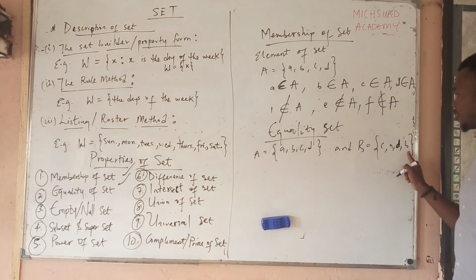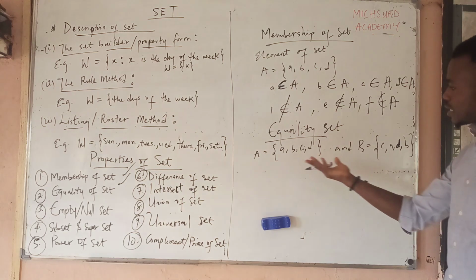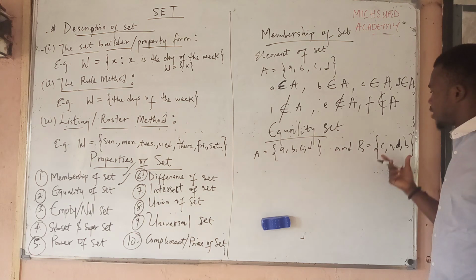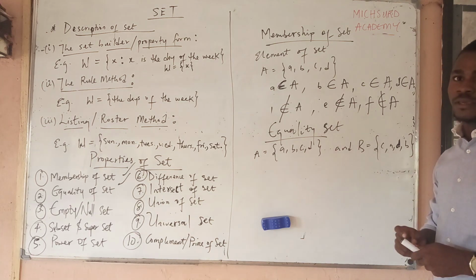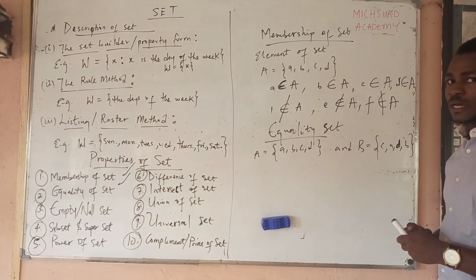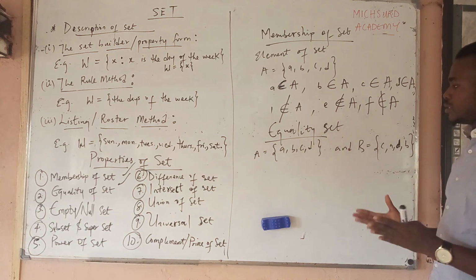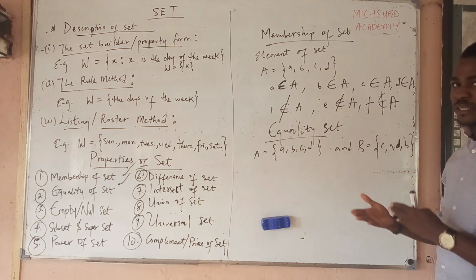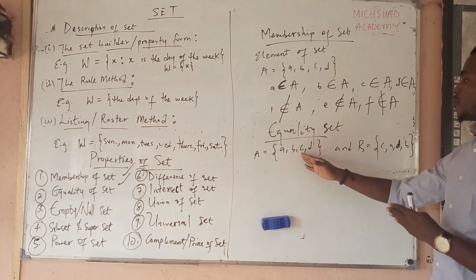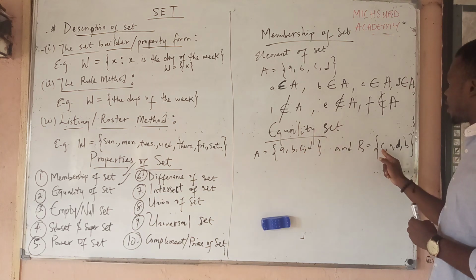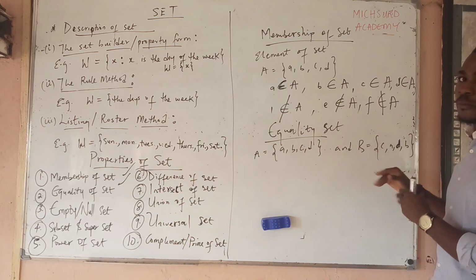Now the same elements that we have in A is just the same as that which we have in B. Are we together? The only difference is just the arrangement. Just that here our C is found somewhere here at the third position, but here our C is at the first position.